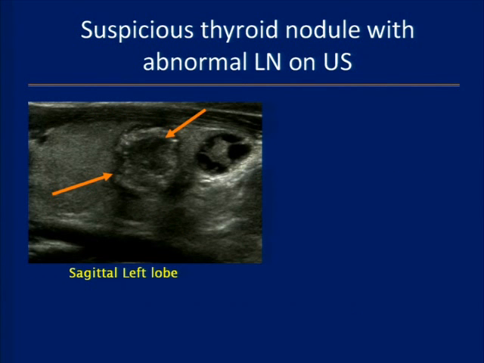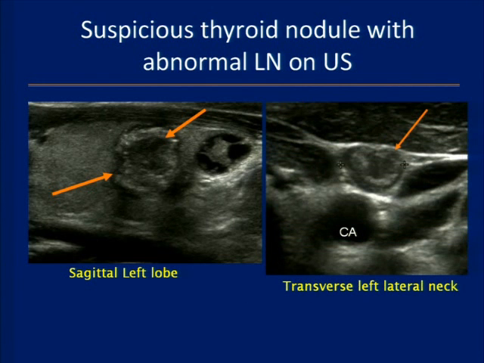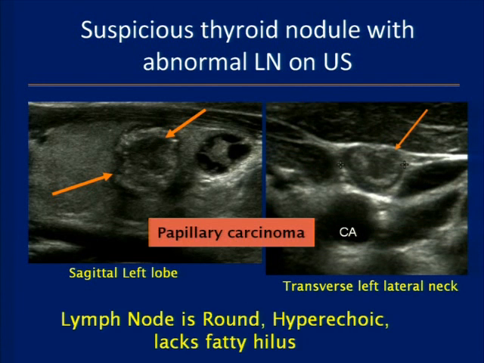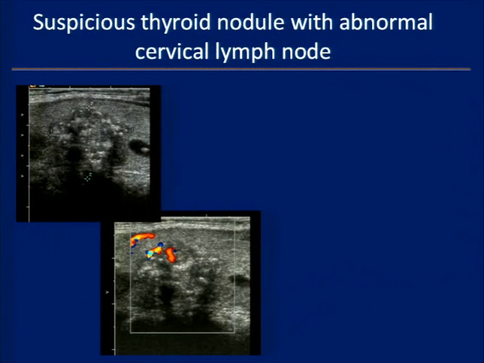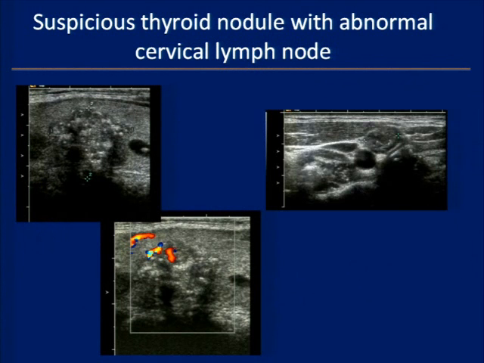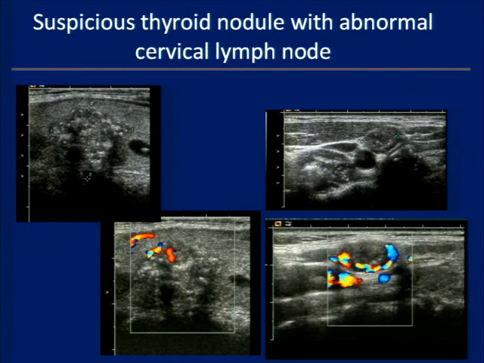So here's an example. This is first just an abnormal nodule with irregular borders and microcalcifications, and then as we look in the lateral neck, this is an abnormal lymph node. You can see that this lymph node is round. It is somewhat hyperechoic, about the same as the strap muscles, and you've lost that fatty hilus.